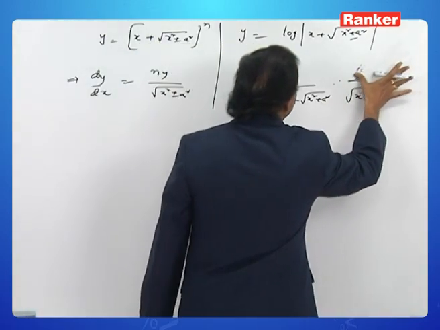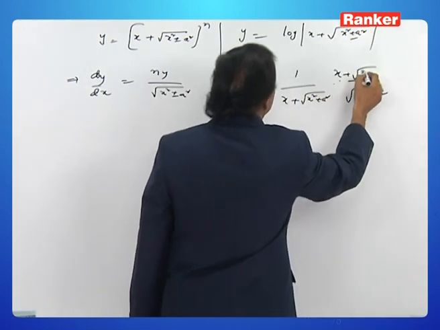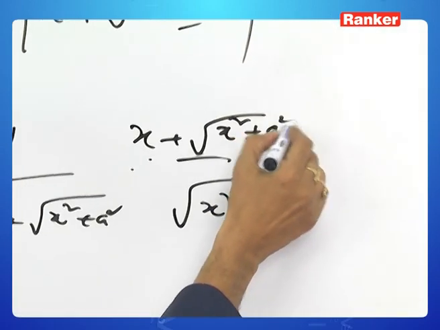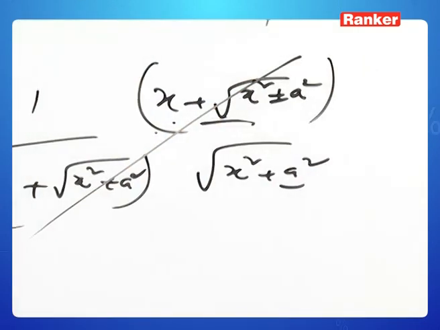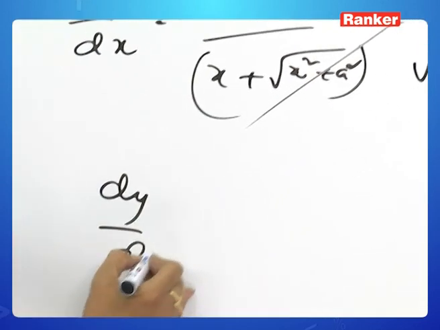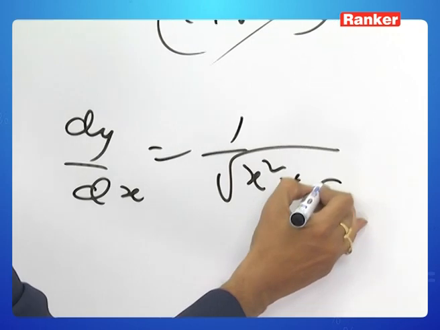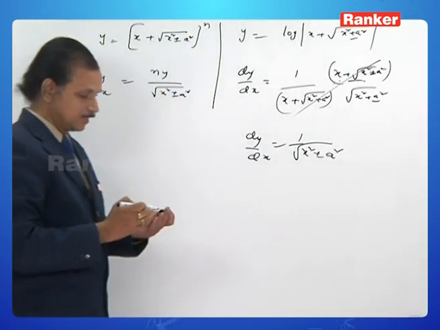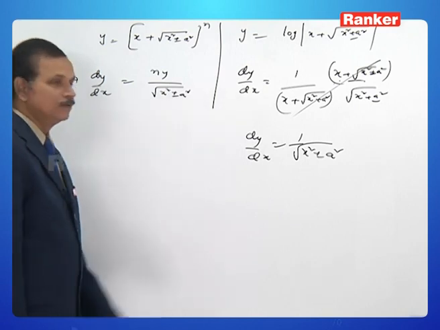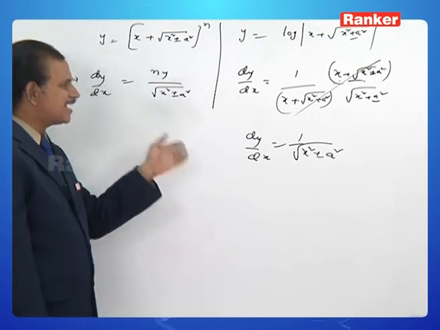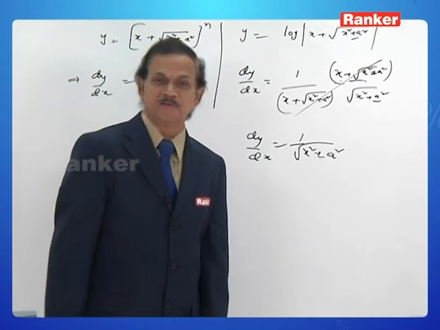x plus root of x square plus a square. This and this are going to be cancelled, leaving you dy by dx is therefore equal to 1 by root of x square plus or minus a square. So it is quite possible to reuse this answer there, and these are very famous derivatives.